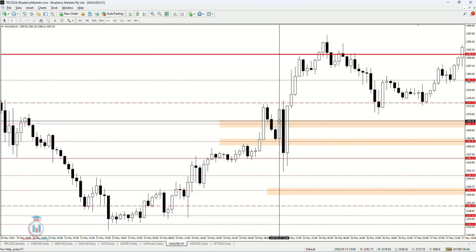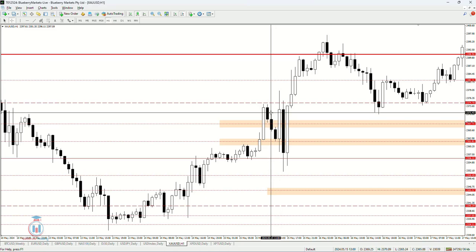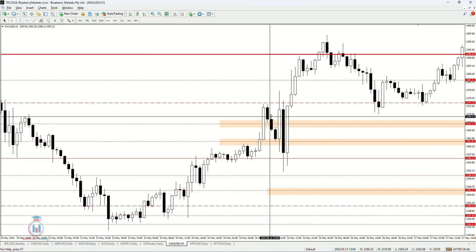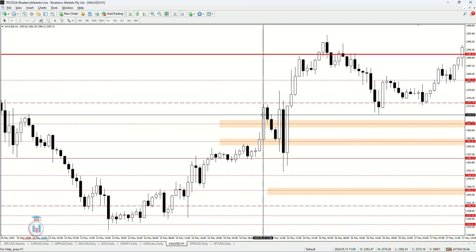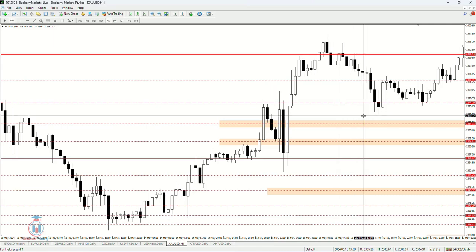Remember, it is not 100% bulletproof. There will be cases when there is a false bullish breakout and the price does not go in the opposite direction, but returns back up. This is also possible.